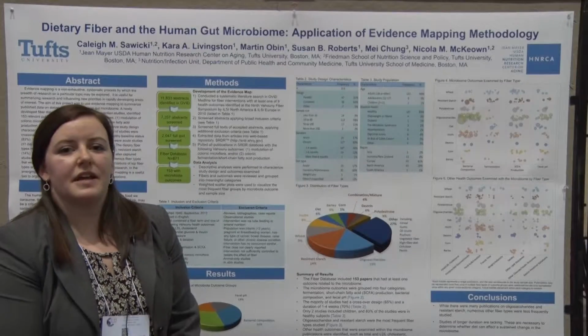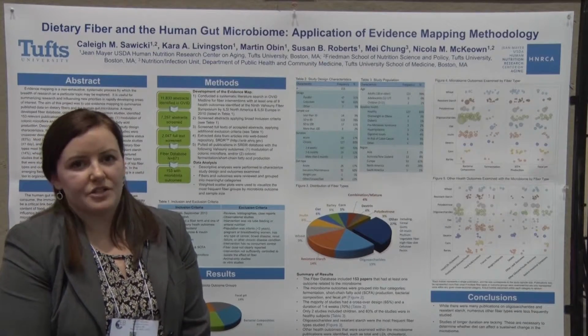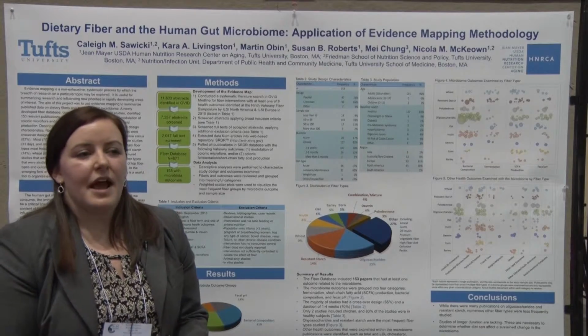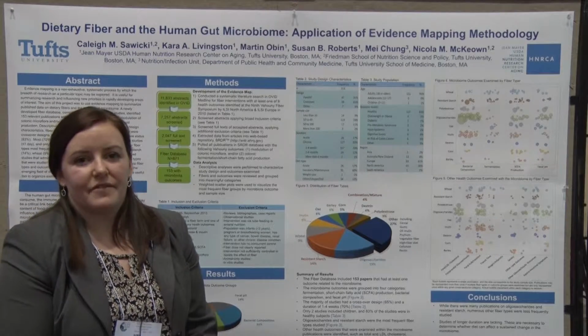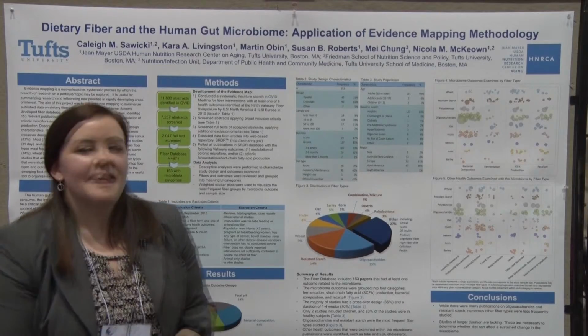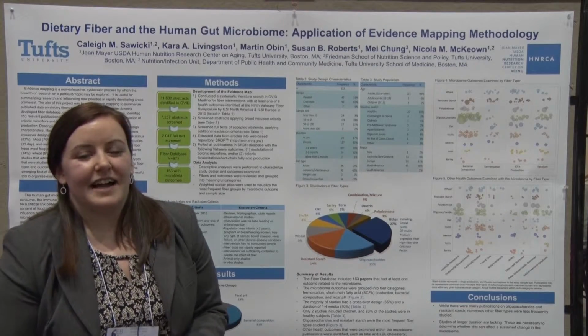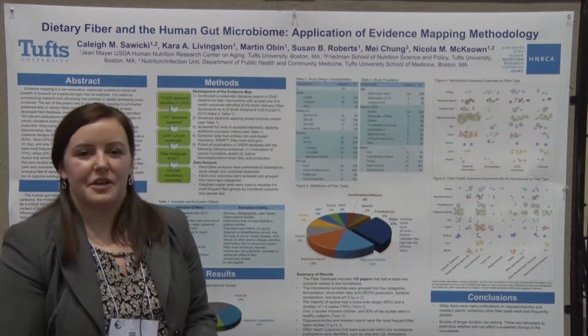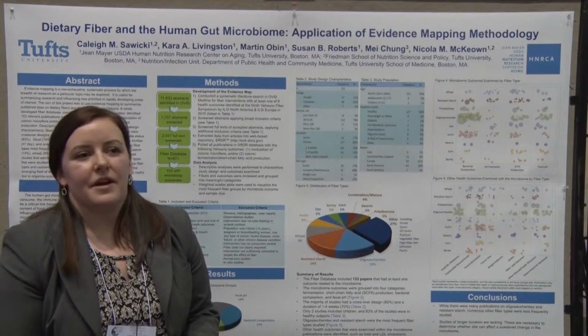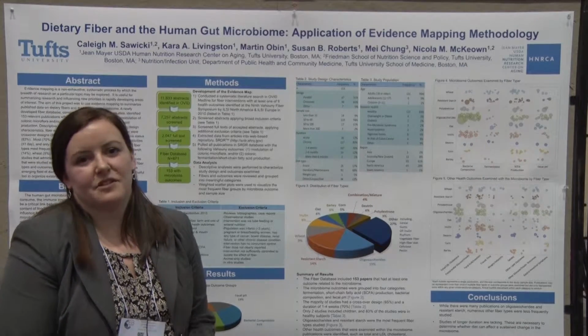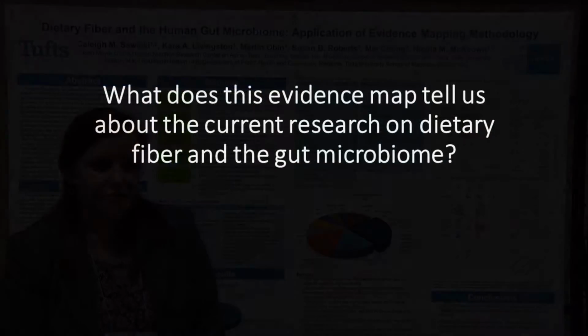So evidence mapping is a relatively new methodology that aims to gather and describe the existing research or evidence in a specific topic area. The idea is that it can identify research gaps, it can stimulate new research questions, or it can provide a platform from which researchers can conduct a systematic review.